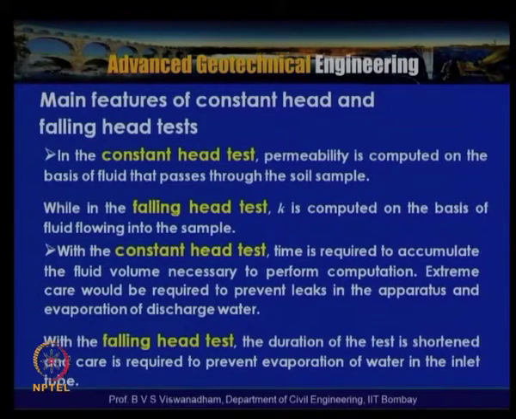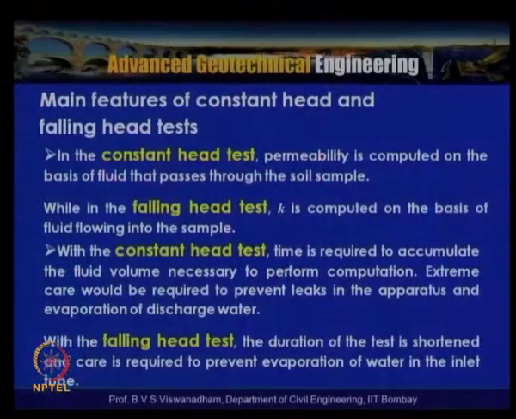Because in the case of a falling head test, the type of soil being determined for permeability is fine grained soil, which is highly influenced by the soil structure and particularly the mineralogy, which plays a bigger role. In the constant head test, the time required to accumulate the fluid volume necessary to perform computation, and extreme care would be required to prevent leaks in the apparatus and evaporation of the discharge water. With the falling head test, the duration of the test is shortened and care is required to prevent evaporation of water in the inlet tube.